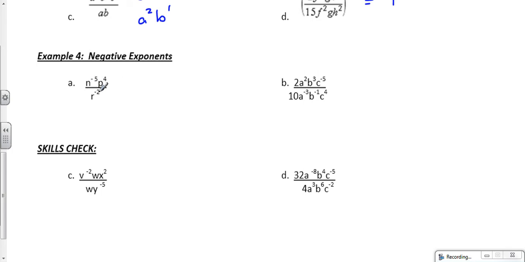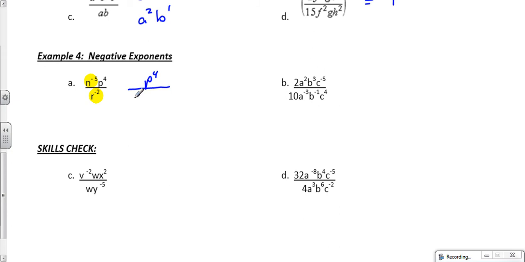Notice all the variables are different, so we can't combine anything, but we said before that anything that has a negative power is telling you it's in the wrong position. And we said to fix that, we would just move it to the other position in the fraction. And there's only two places to be, numerator or denominator. Now, the p to the fourth is okay.